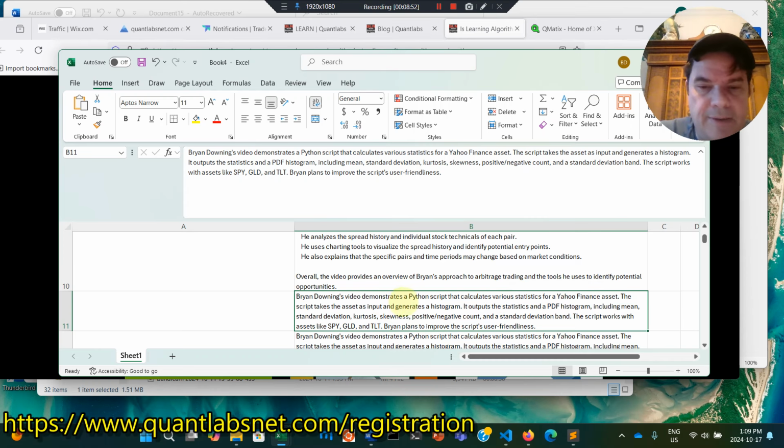Another example, I demonstrated a Python script that calculates various statistics. This is the important part, Yahoo Finance asset. So Yahoo Finance, where you could download the data, is no more, but you could still do it. There are still data sets you can get for free. I wouldn't do it. You will have to invest money no matter which way you go. If it's through the broker, it's through a third party like IQFeed and other examples.